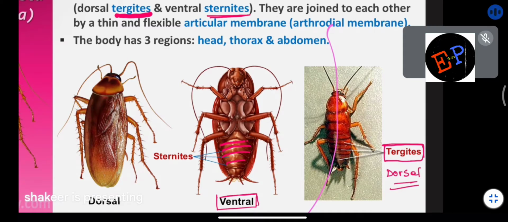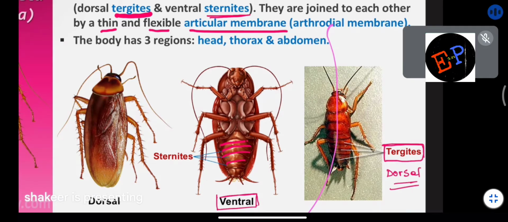So these are called sternites, which are present on the front side. That exoskeleton is called sternite, and the dorsal side is called tergite. Both of them are connected on the lateral side by a membrane. And what is the name of that membrane? It is a thin and flexible membrane which is called articular membrane, which is also called arthrodial membrane. Are you able to understand?